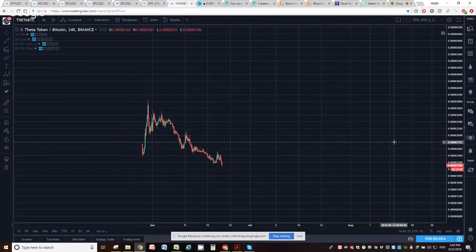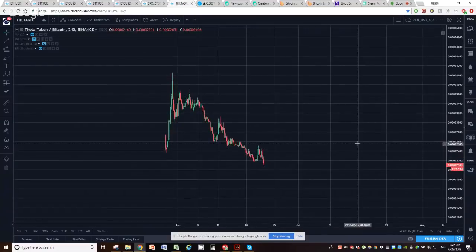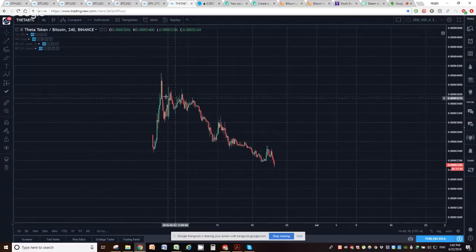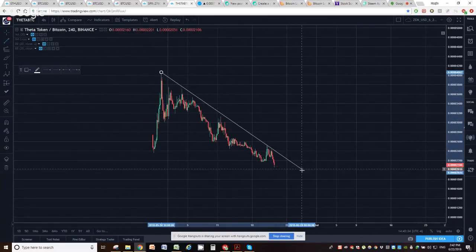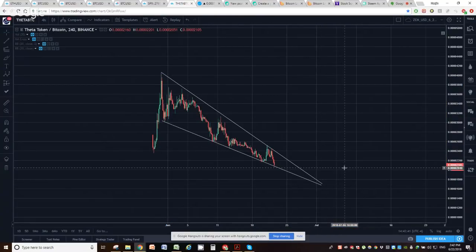So again, clean slate chart. What do I do? Do I start labeling it like crazy? No. I think it's usually best to start drawing lines across the tops and across the bottoms of the prices.